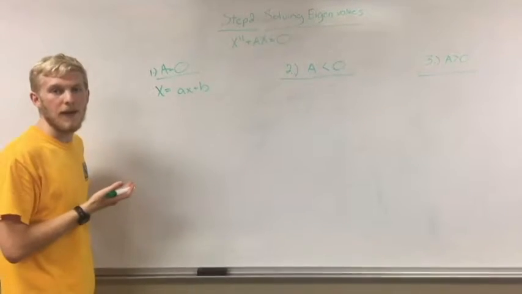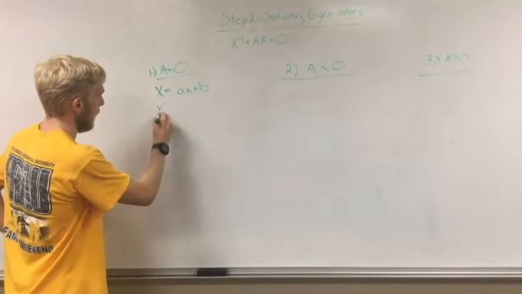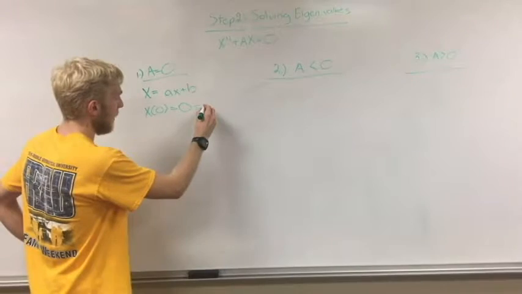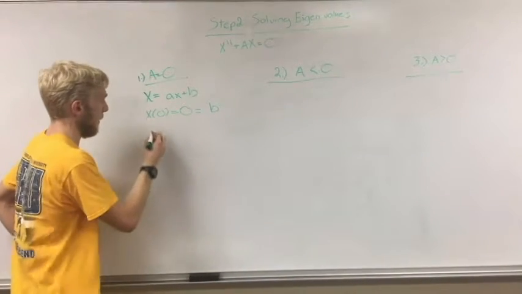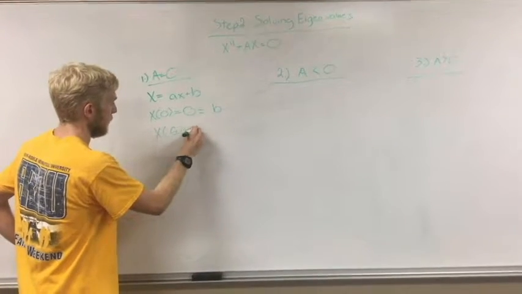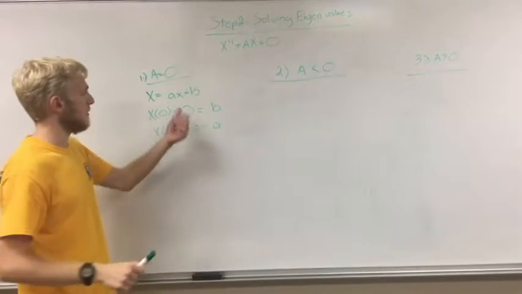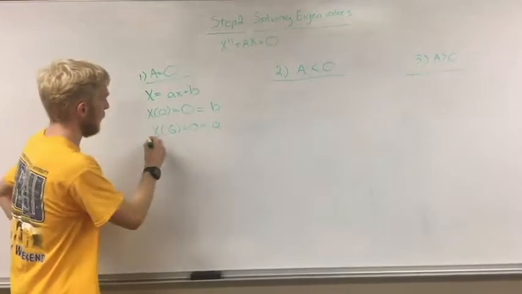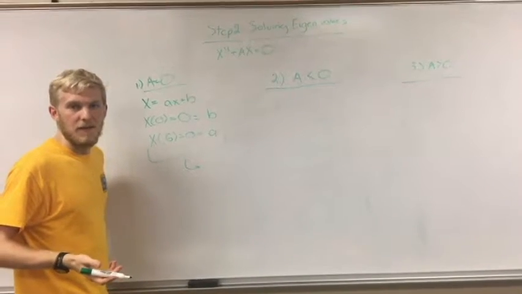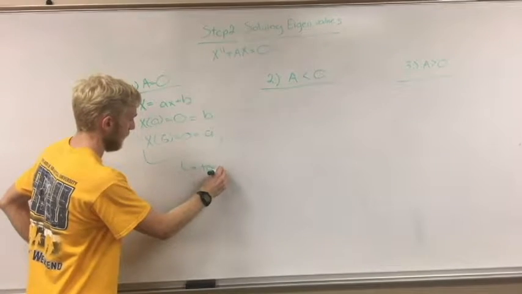Then we start subbing in our boundary conditions. X of 0 is equal to 0, which is then equal to b. And again, X of g is equal to 0, which gives a equal to 0, simply because b in this case is 0. So 0 is not an eigenvalue. This is a trivial solution.